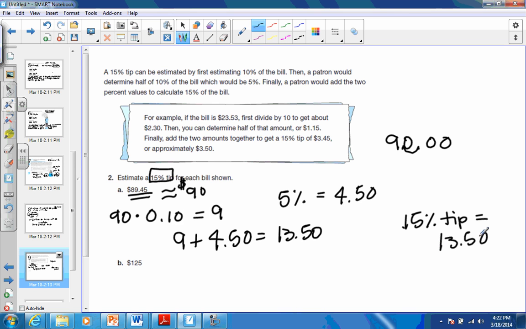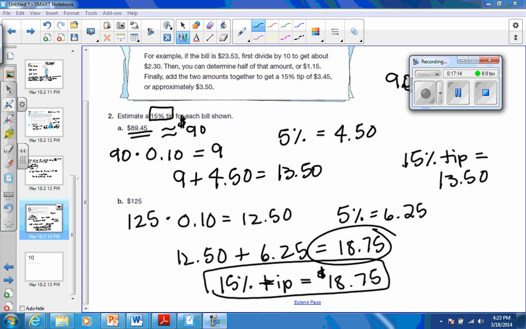So I want you to think about that. I want you to go ahead and try B and C on your own and then come back and check your answers. So this is part B for you. I took 10% of 125, which is $12.50. From there, I took half of this because half of 5% is half of 10%. So half of $12.50 is $6.25. So I added those two together to get the $18.75. And the last problem.